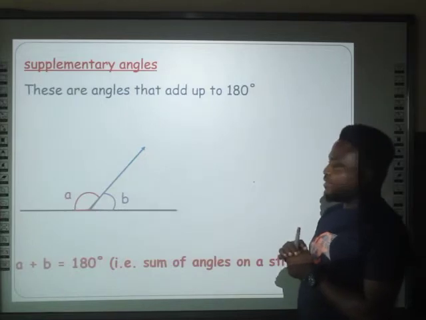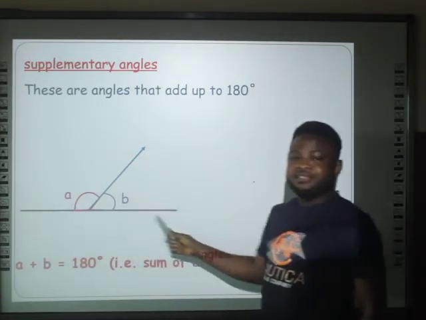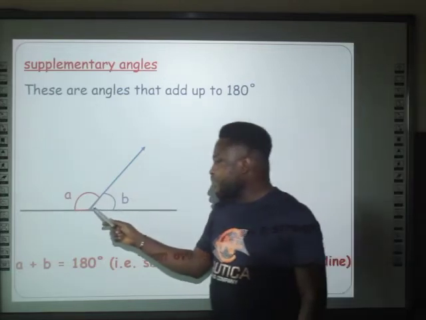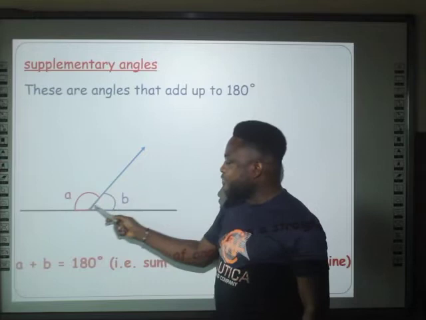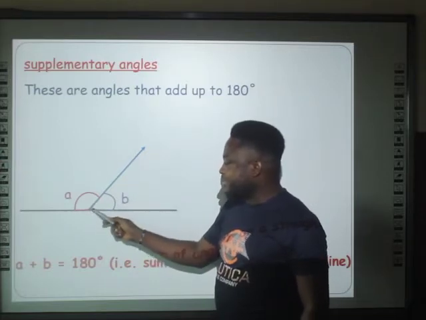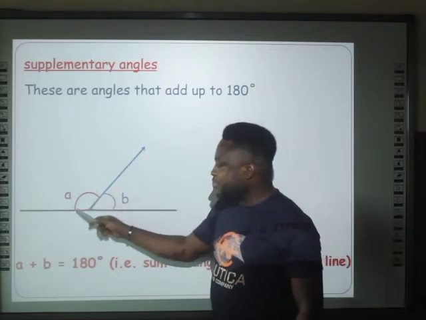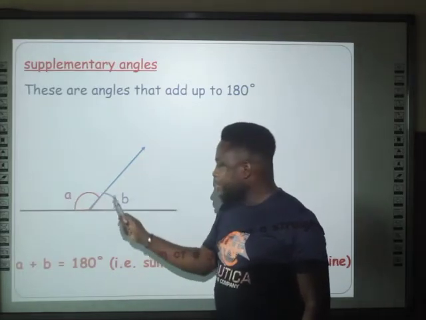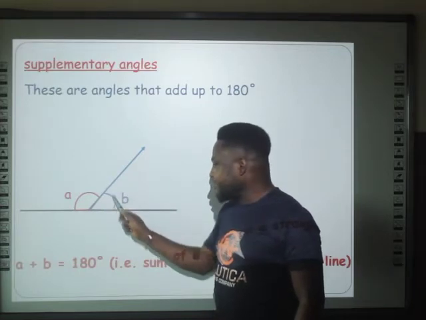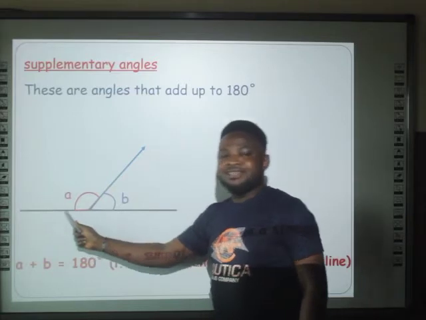Now, if you look at this line, this is a straight line, and you have a particular line projected from maybe any part of the line. You can see this other line was projected from it. So that means two angles were formed. Between this and this, the angle here is A. Between this line and this line, the angle here is B. Remember, this is the straight line.